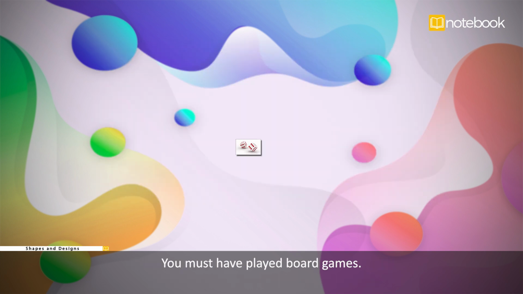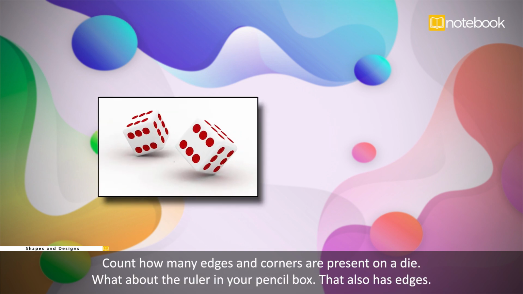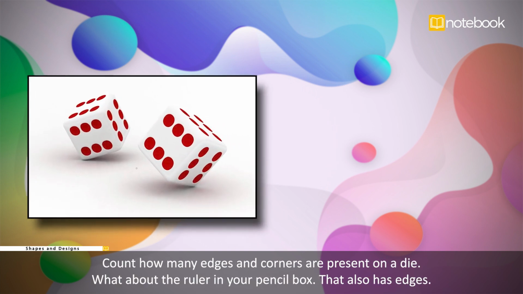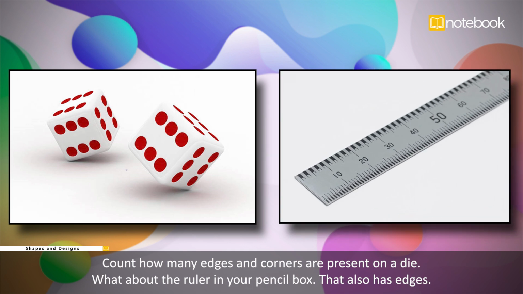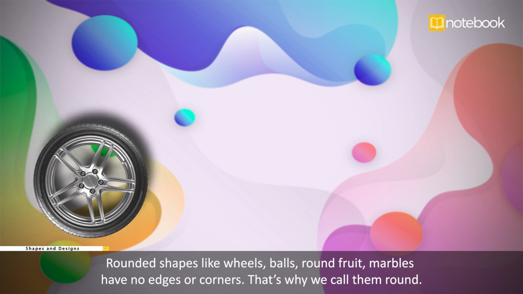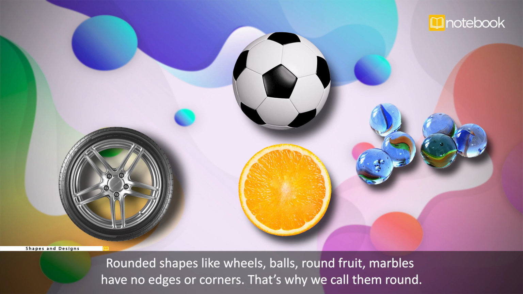You must have played board games. Count how many edges and corners are present on a die. What about the ruler in your pencil box? That also has edges. Rounded shapes like wheels, balls, round fruits, marbles have no edges or corners. That's why we call them round.